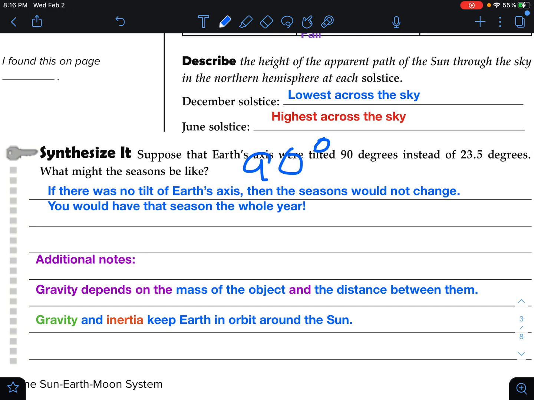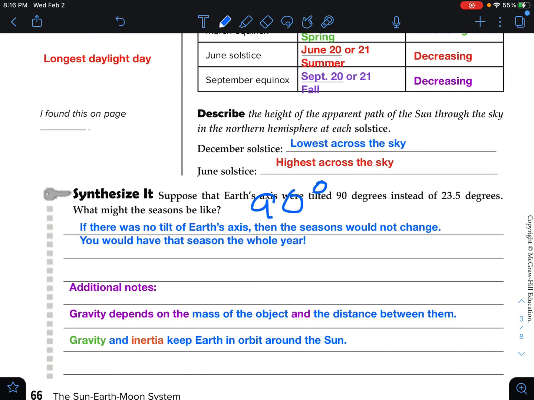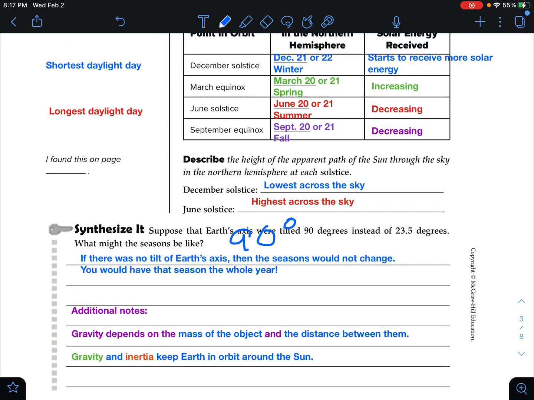A couple of things I want you to make sure that you add to your notes here is that gravity depends on the mass of the object and the distance between them. We've talked about that quite a few times now, but I just want you to have this in your notebook so that when you go to study for your test or fill things in for your study guide, you'll have it in your notes. So then gravity and inertia keep Earth in orbit around the sun. So I just want you to get both of those things written here.